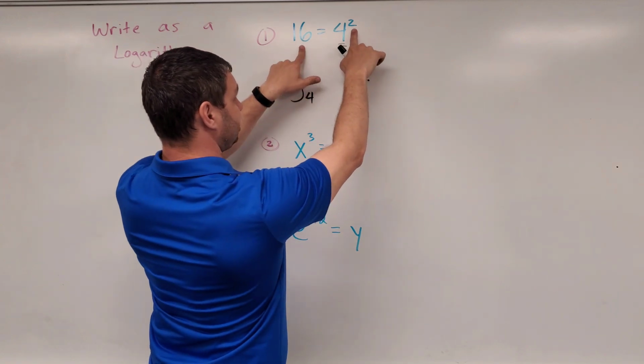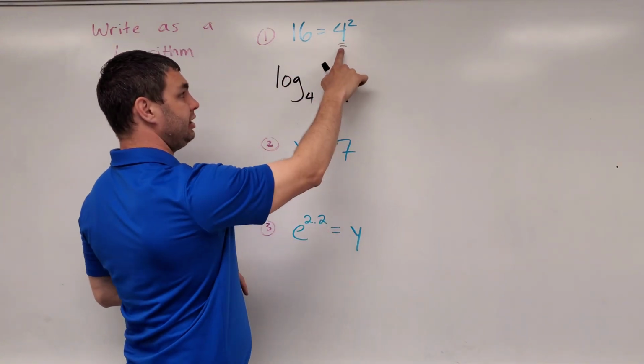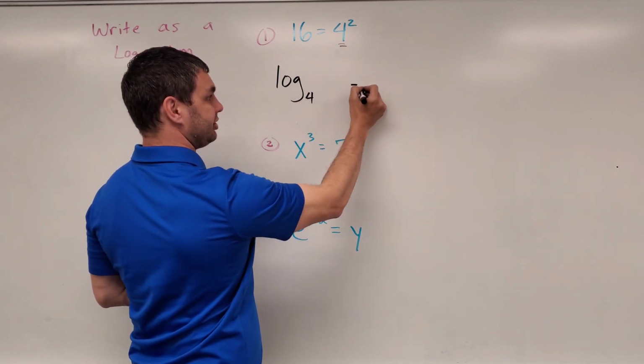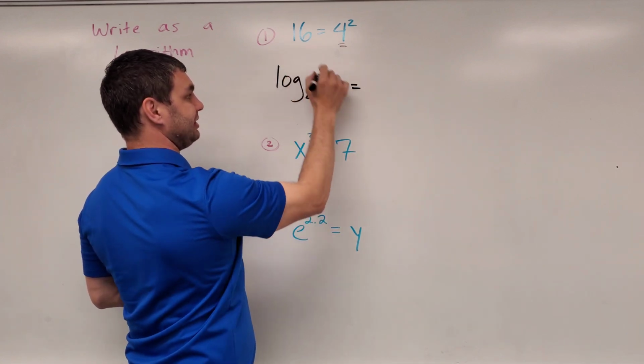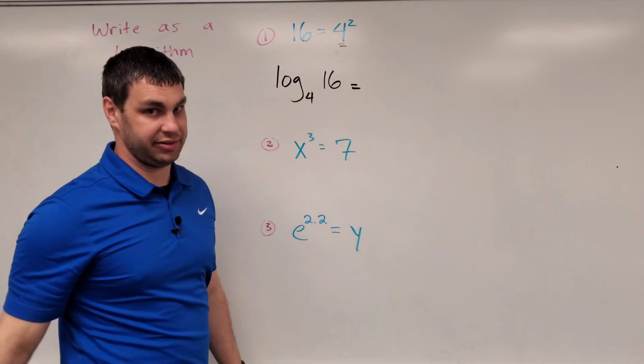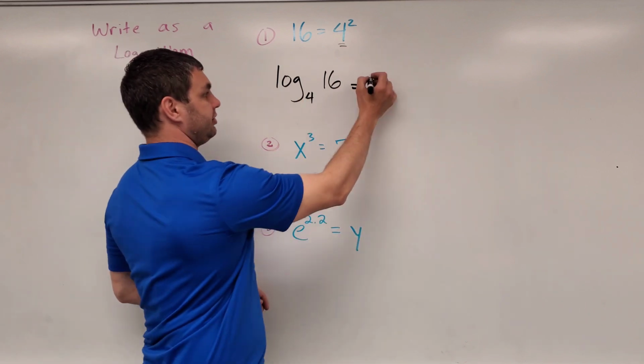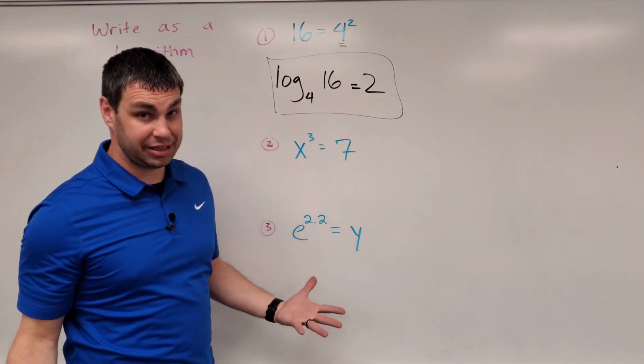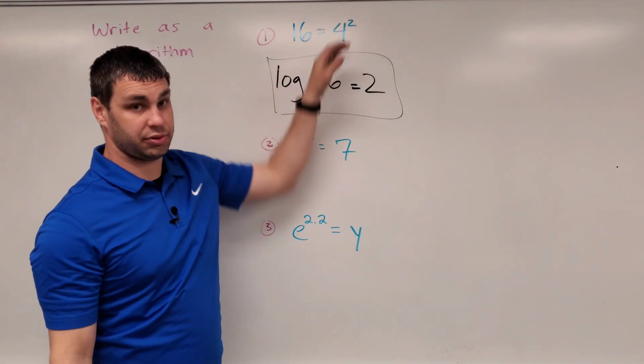And for those two, these are going to switch the side they are on, all right? Here, the 4 was with the 2 originally, so now that's going to be on the opposite side of our equal sign, and we're going to say log base 4 of the 16, all right? 16 comes to the other side of the equal sign, and the 2 is what's left over here, all right? So log base 4 of 16 equals 2 is the same thing as 16 equals 4 squared.